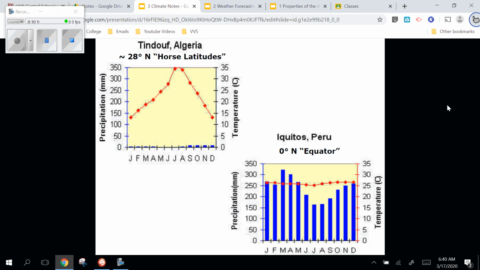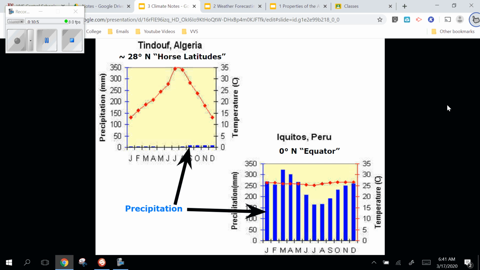All right, so here's a couple examples. Algeria is a good prime example of a desert. You've got cooler winters, warmer summers, but you can look at the blue precipitation lines in Algeria, and you can see that there's very little precipitation. But if you look at Peru, look at the temperature line in Peru, it's pretty constant year-round. And then when you look at the precipitation, it gets a lot of it.